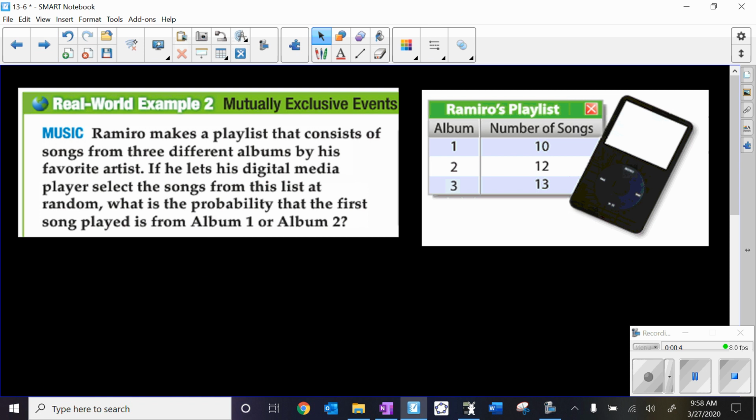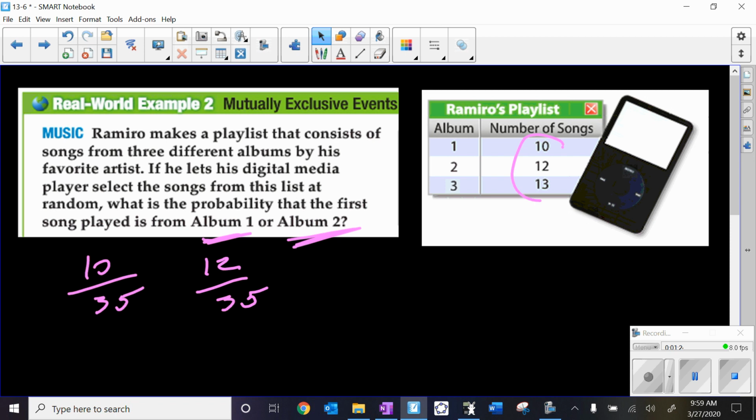So an example: this person makes a playlist that consists of songs from 3 different albums by his favorite artist. If he lets his digital media player select songs from this list at random, what is the probability that the first song played is from album 1 or album 2? So let's first find the probability of album 1. In album 1, there are 10 songs over, we need to know the total number of songs, which in this case is 35. And then from album 2, we know that there are 12 songs out of 35.